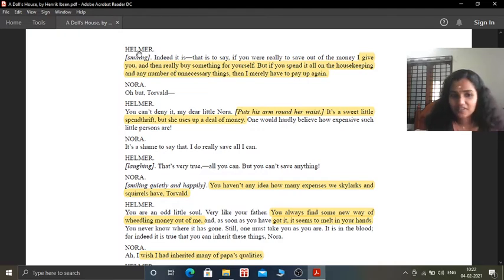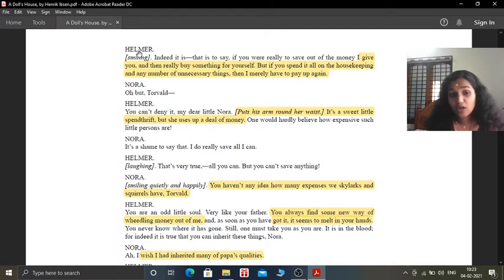Nora, smiling quietly and happily. You have any idea how many expenses we skylarks and squirrels have to avoid? Dear husband, how sweet we are. You have been addressing me as skylark, little squirrel. But remember, Helmer, we do have expenses.